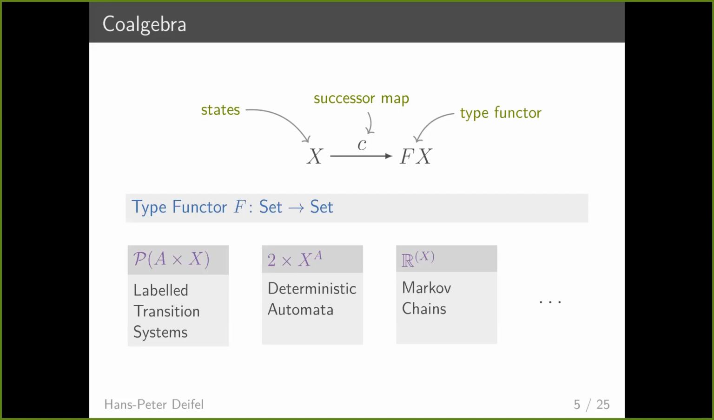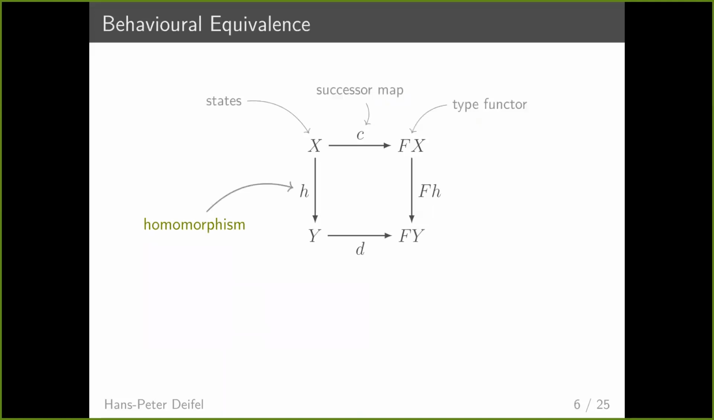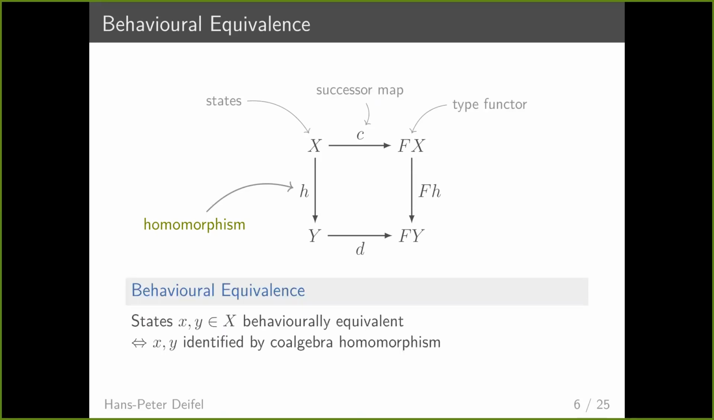And the nice thing about coalgebras is that they come with a few very useful notions out of the box, like, for example, coalgebra homomorphisms, where a coalgebra homomorphism is just a function between the state sets of the coalgebras that preserves the coalgebra structure. And now this homomorphism induces a notion of equivalence, which is called behavioral equivalence. It's defined like this: two states are behaviorally equivalent if they are identified by some coalgebra homomorphism. So this means if there exists a coalgebra homomorphism that maps those two states to the same state in the codomain, then the original states should be treated as behaviorally equivalent.